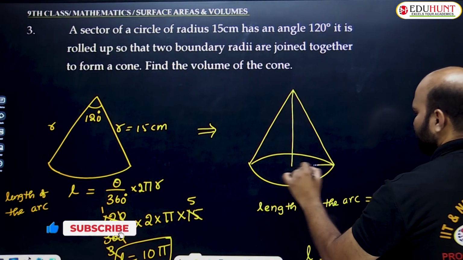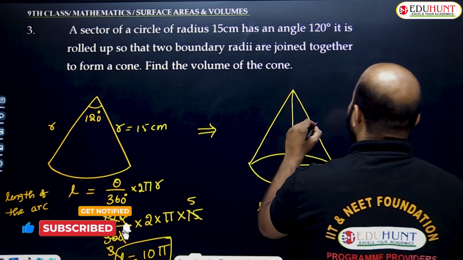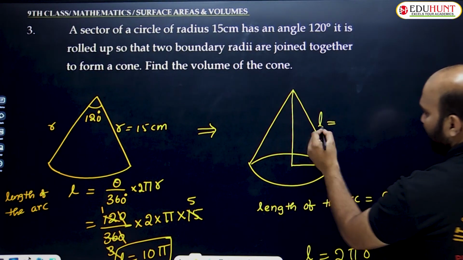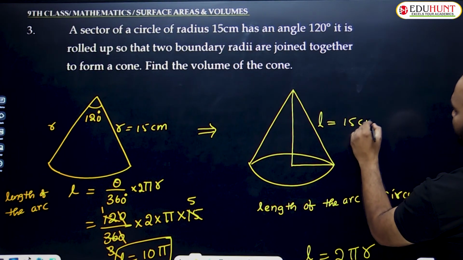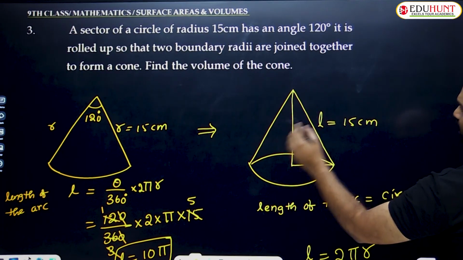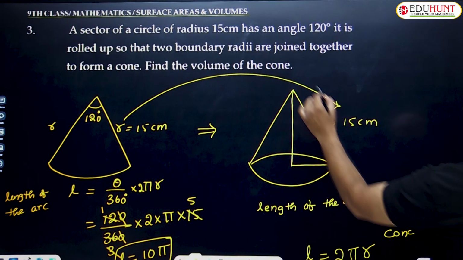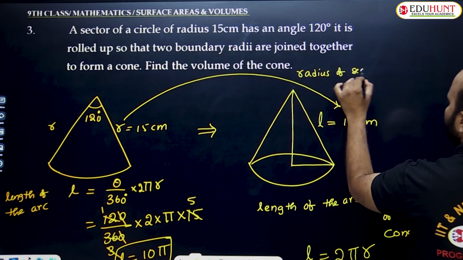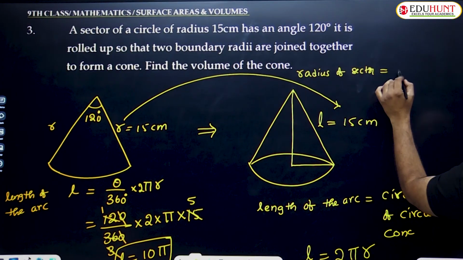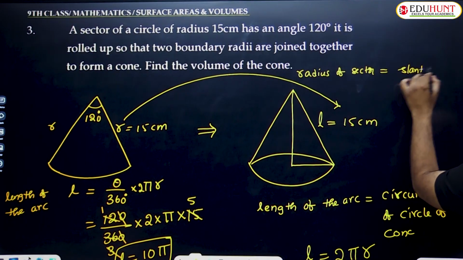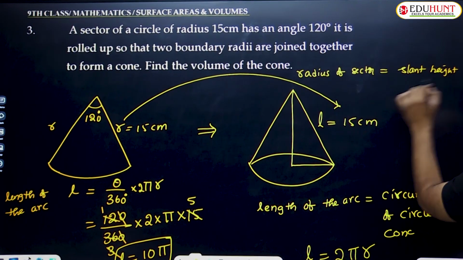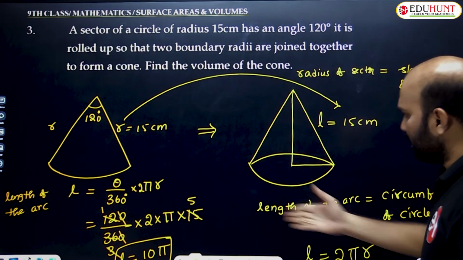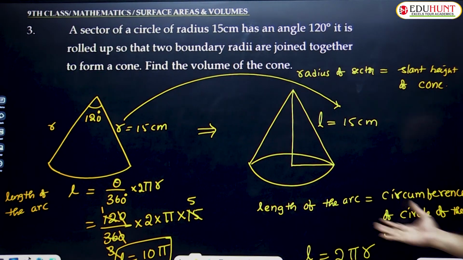So clearly we need to understand. Here the radius will become the slant height. If the two radii are joined, the radius becomes the slant height. So l equals 15 centimeters. Am I clear? So the radius of the sector equals the slant height of the cone. So the length of the arc equals the circumference of the base circle of the cone.